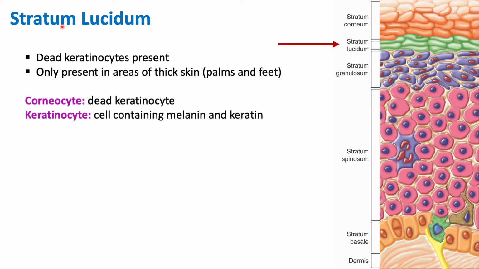Now, what's also unique to stratum lucidum is that it is only present in areas of thick skin. So where do we find thick skin? Thick skin can be found in our palms and our feet. If we take a look at our palms and the soles of our feet, we can note and feel that it is actually thicker than, for example, our arm. So stratum lucidum will only be found in our hands and feet and not in other locations of our skin, in different areas of the body.